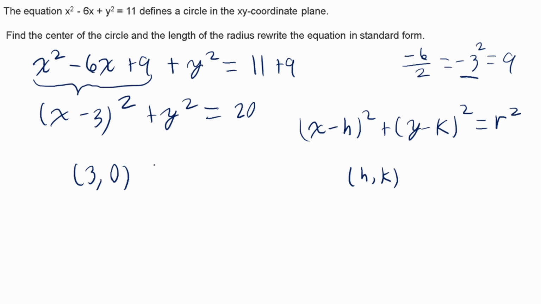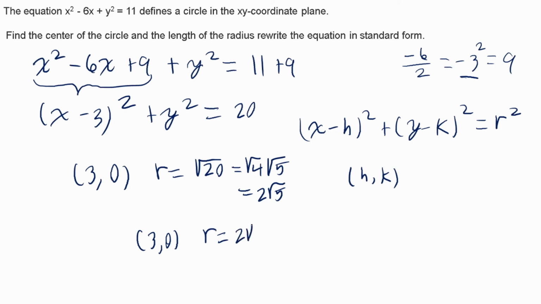And my radius here is going to be the square root of this number right here, 20. There is no simple version of the square root of 20, but we can simplify this by thinking of it this way. The square root of 4 times the square root of 5, which is really equal to 2 square root 5. So this is our answer. The center is at 3, 0, and our radius is equal to 2 square root 5, or square root of 20. Same thing.